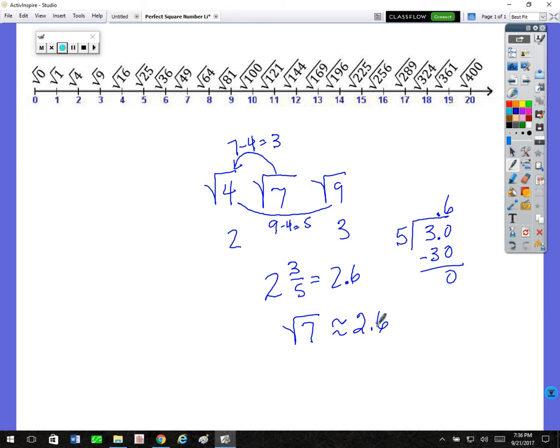Okay, and if you'll look, 2.6 is about halfway between 2 and 3, right? Well, here the distance is 3. Here the distance is 5. So it's almost in the middle. So if you were to put this one on the number line, you would probably put it somewhere just a little bit over halfway. Okay?